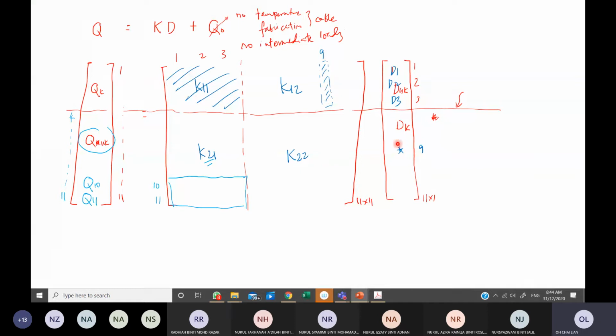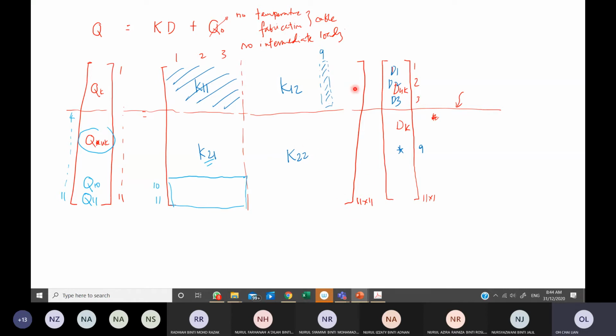In this system, later we will discuss how many D. Here you have DUK, the unknowns 1, 2, 3. So we are going to have another partition, the vertical line, after 3.